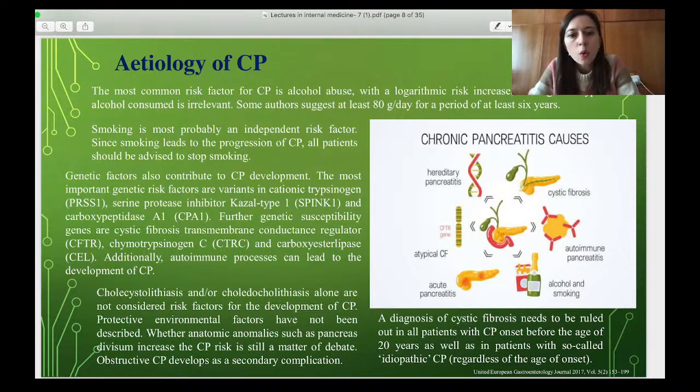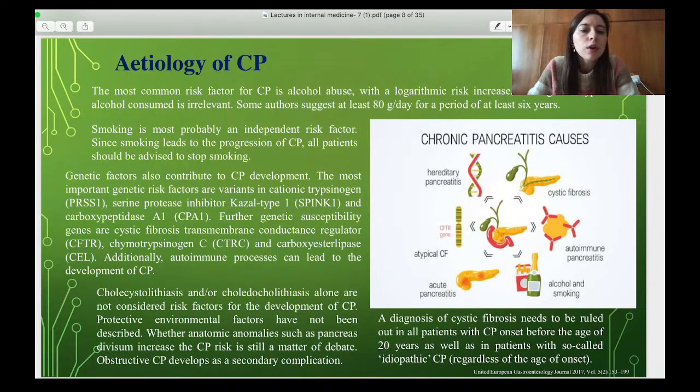Cholecystolithiasis and/or choledocholithiasis alone are not considered risk factors for the development of pancreatitis. Protective environmental factors haven't been described. Whether anatomic anomalies such as pancreas divisum increase the pancreatitis risk is still a matter of debate.